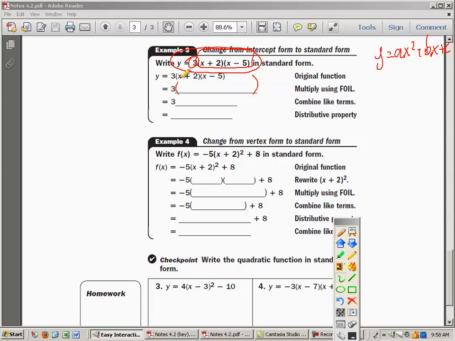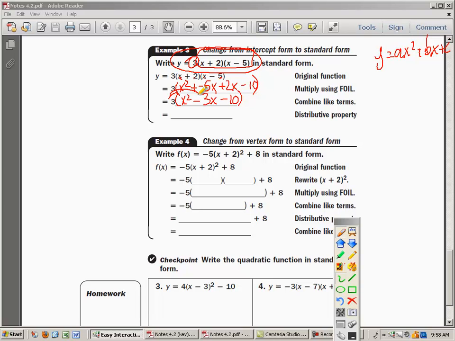This is going to be x times x, which is x squared. This is going to be x times negative 5, which is negative 5x. 2 times x, which is plus 2x. And then 2 times negative 5, which is negative 10. From there, we're going to go ahead and combine like terms. This is still x squared. This is now negative 3x, because negative 5 and positive 2 is negative 3x. And then minus 10 on the end.